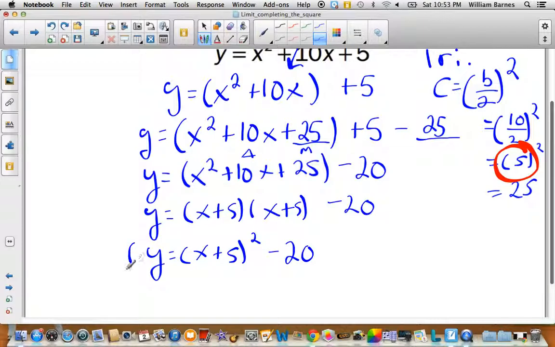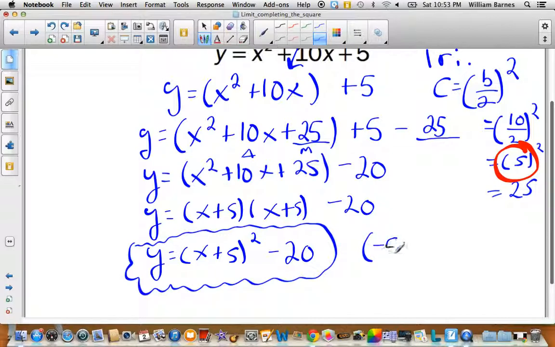So there it is. My vertex form, so to say. y is equal to (x + 5)² − 20. And if you want to know the vertex from this, the vertex is actually (−5, −20).